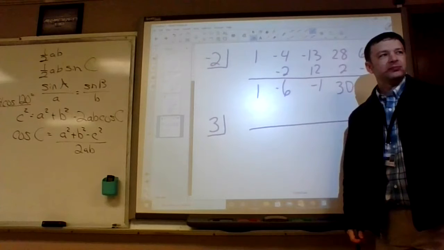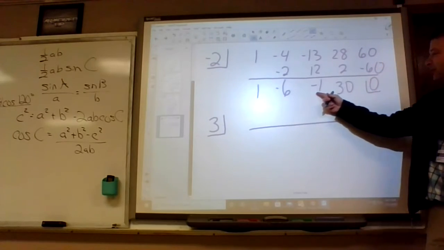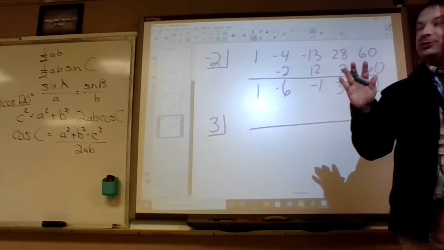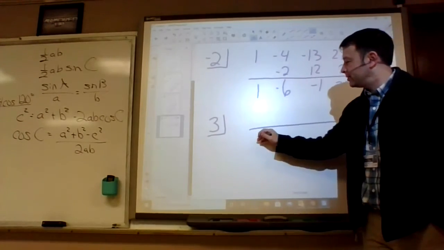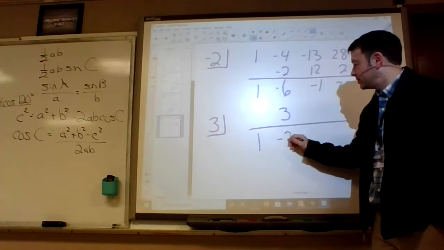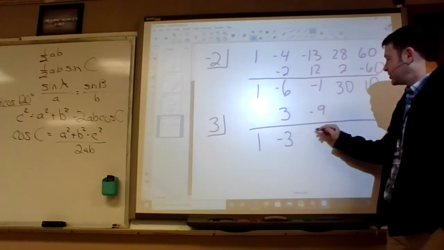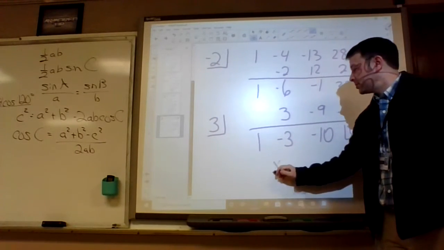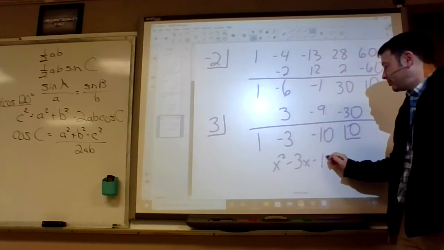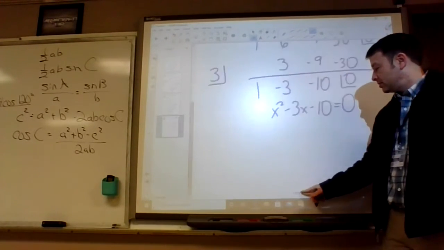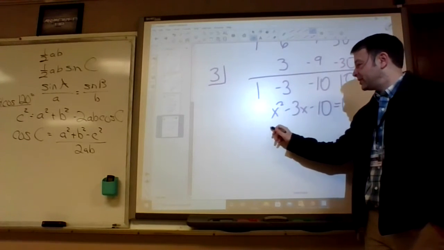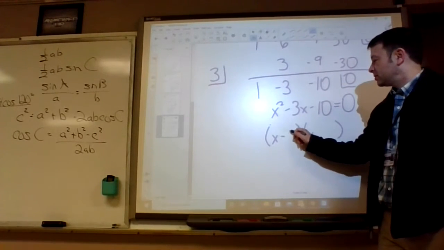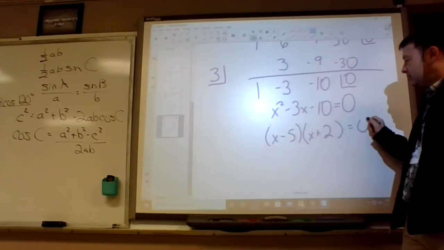Wait, we're using the 1, negative 6, negative 1? Yeah, the remainder from our last one. So if we divide out the 2 factors, we should be left with an x squared, which we can factor, right? So add down, multiply up, add down, multiply up, add down. So we got x squared minus 3x minus 10. Now that we can factor. What goes into negative 10 that adds up to negative 3? 5 and 2. It's got to be x minus 5, x plus 2.